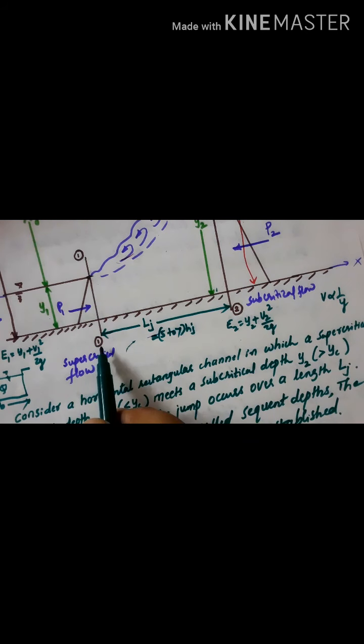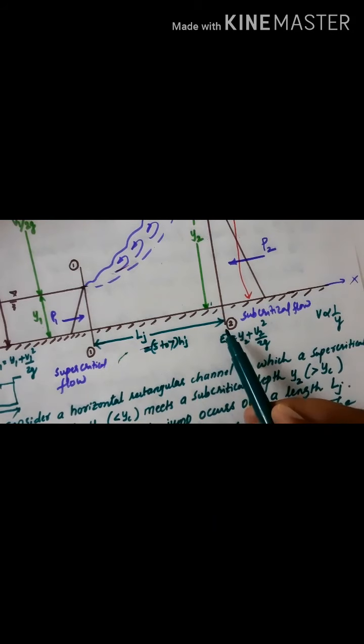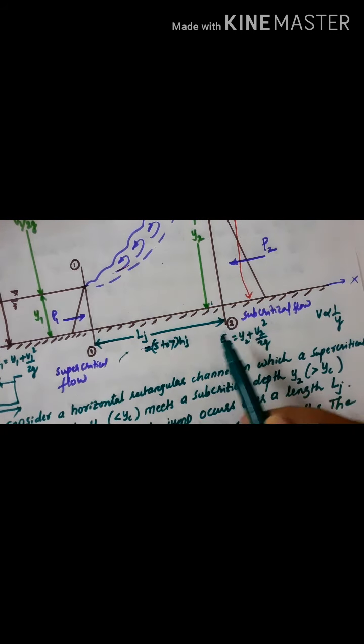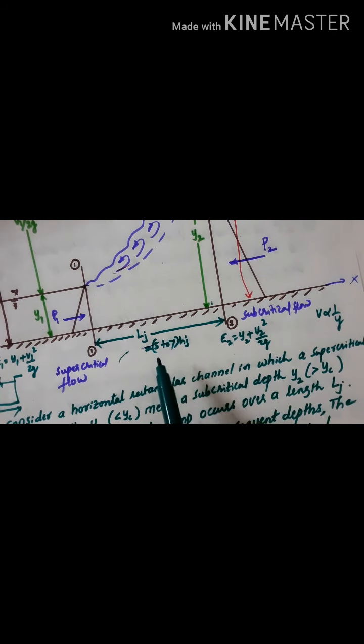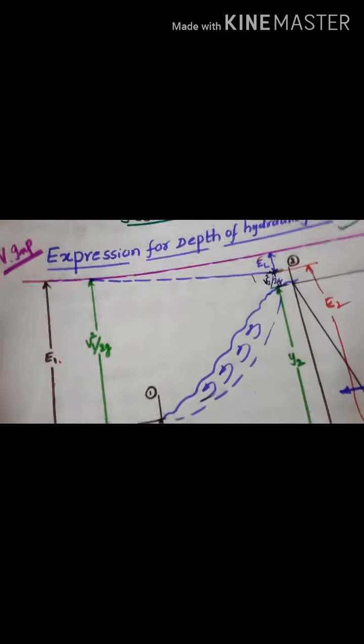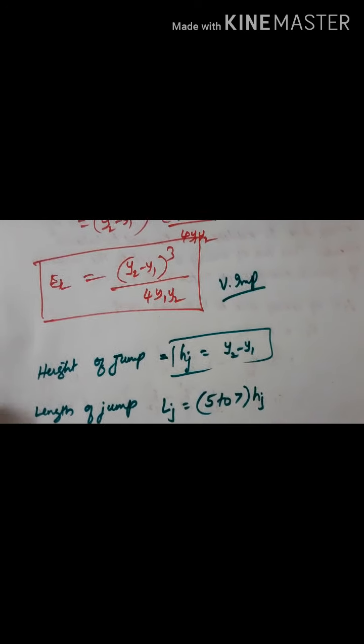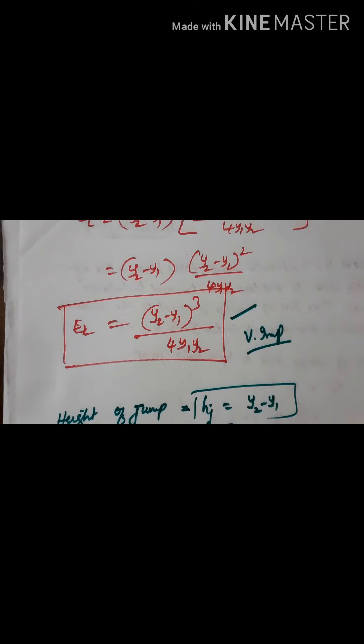So it is the length between the two sections. One section is taken just before the jump and the second section is taken immediately after the jump, and it is experimentally found that the length of jump should be equal to 5 to 7 times the height of the jump. Okay. So these two derivations are very, very important for the examination point of view. So please practice these derivations.